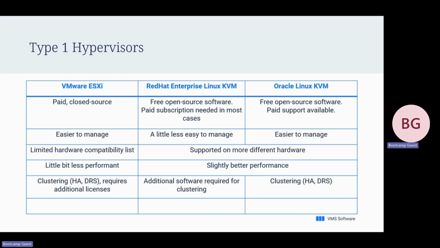And then there's the Oracle Linux KVM, which is based on Red Hat, so it's also open source. Oracle makes paid support available, but they do provide everything, including patches and bug fixes and all their software for free if you're willing to forego support. If you do get support, it looks like Oracle support is slightly less expensive than Red Hat KVM support, and both of them are less expensive than ESXi support.